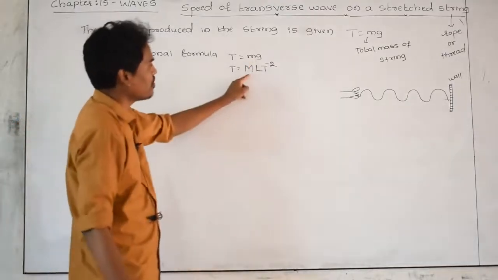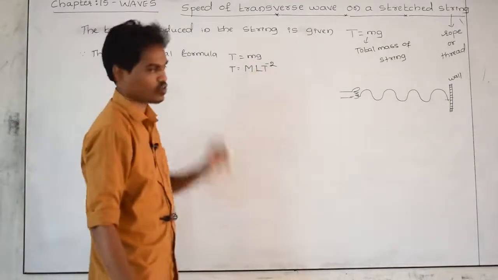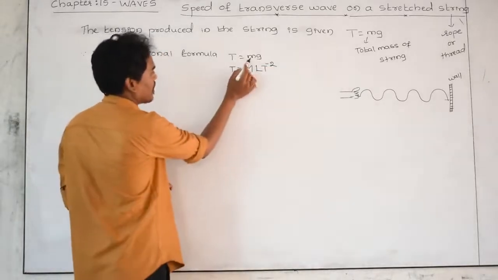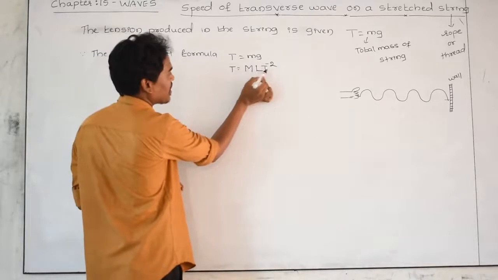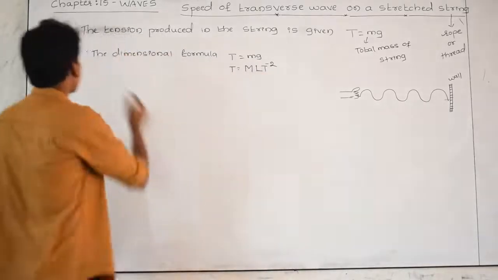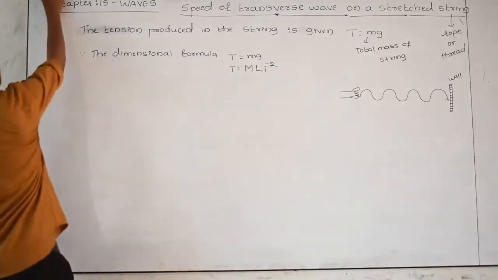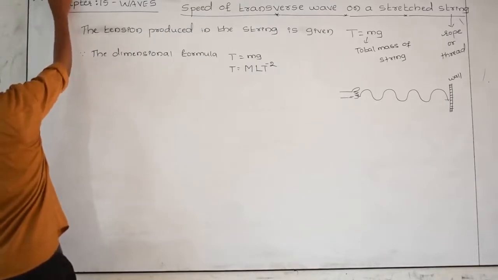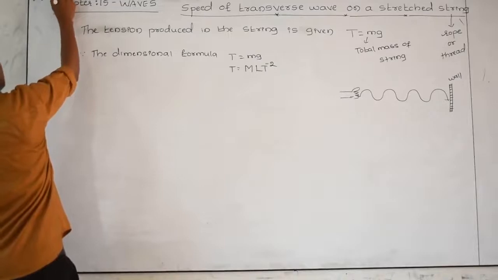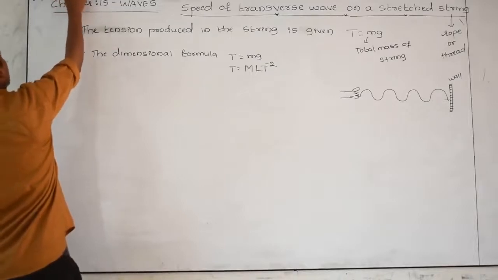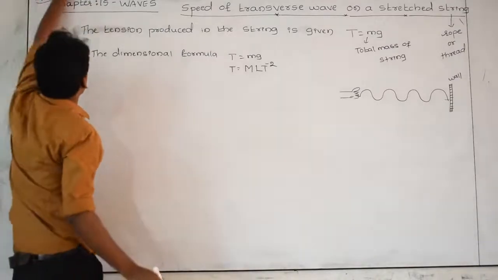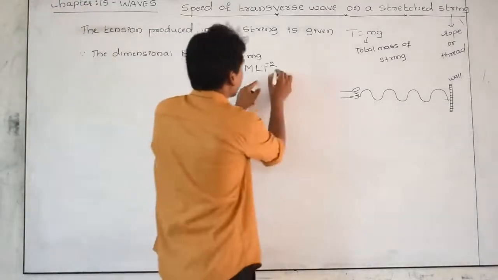Mass means capital M, g means LT raised to minus 2. This is the dimensional formula of tension. M is capital M, g is LT raised to minus 2. You know very well, because velocity is equal to LT raised to minus 1, acceleration is equal to v by t. V means LT raised to minus 1, T means T, again LT raised to minus 2. This is for acceleration. Let us take it as equation 1.